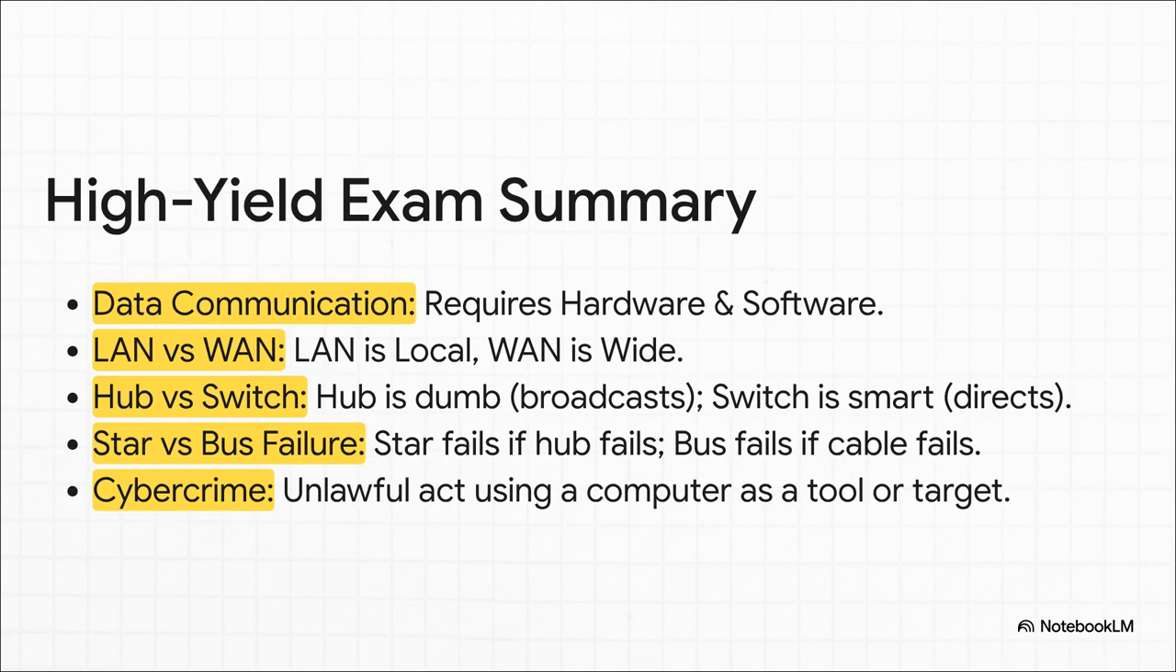All right, here's your final high-yield summary. Let's run through it one last time. Data communication needs both hardware and software. LAN is local, WAN is wide. A hub is dumb and shouts. A switch is smart and directs. When it comes to failures, a star fails at the hub and a bus fails at the cable. And finally, cybercrime is any illegal act involving a computer. If you know these 5 points, you are in excellent shape for your exam.